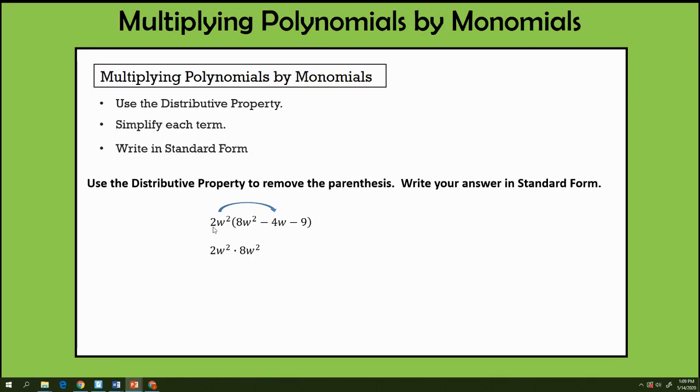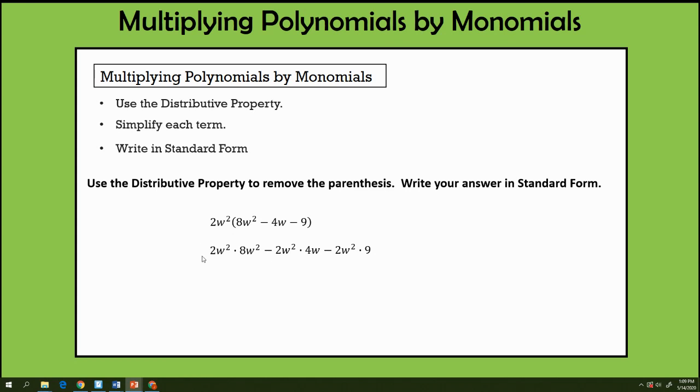We're going to take our 2w squared and multiply by the next term, which is negative 4w. So I'm just going to put a minus 2w squared times 4w. The 2 is positive, the 4 is really negative, so it's going to be a negative answer, so I just put a negative sign in front of that. And then lastly, we're going to take our 2w squared times our 9. So that's going to be minus 2w squared times 9. So we take our outside monomial term and multiply by each of the interior terms. And now we simplify each of these separately.